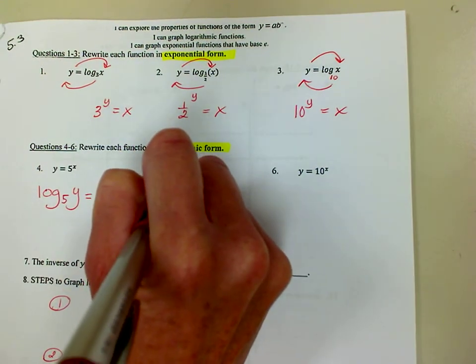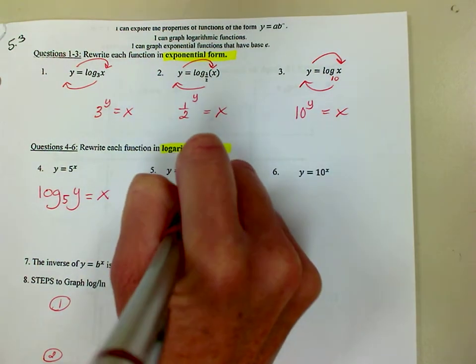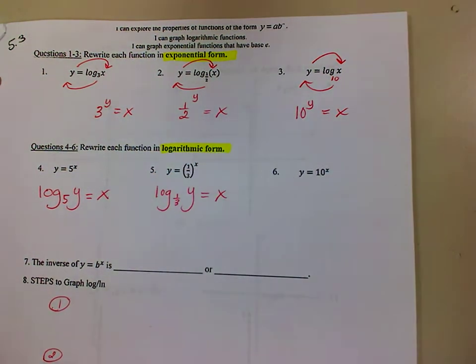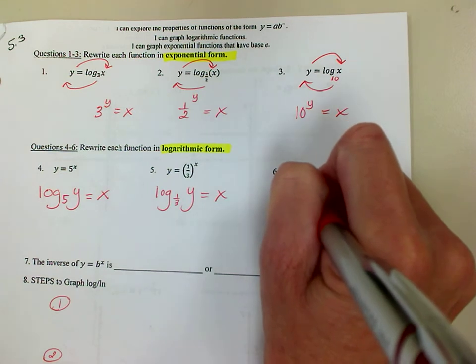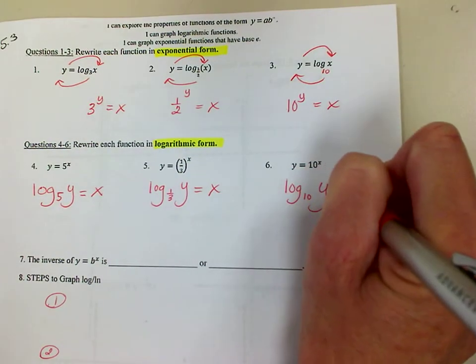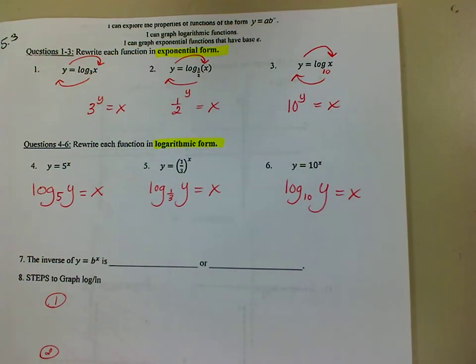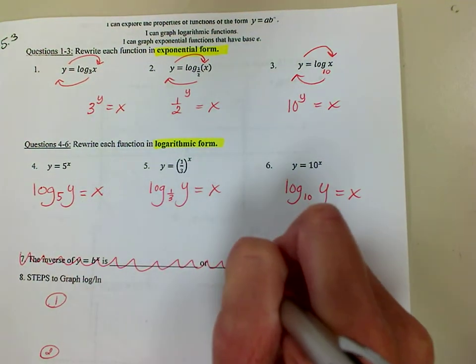Okay, number 5, I have log, my base is 1/3, and then it's going to be y equals x. And in this one, it's going to be log, my base is 10, and my variables switch places. Okay, and I'm not going to worry about number 7. We kind of just did that.